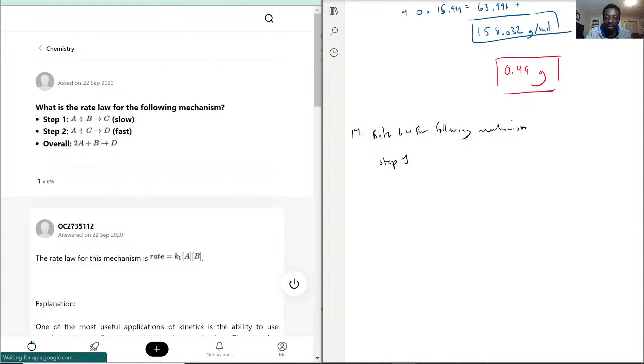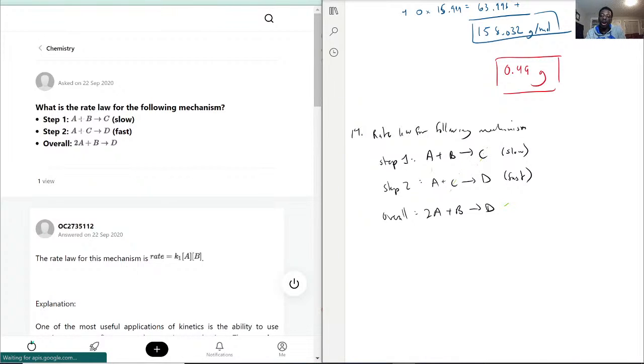I'll show you why. Step 1 is A plus B gives C. Step 2 is A plus C gives D, and overall, 2A plus B gives D. As you can see, it makes sense because each part cancels out. Theoretically, we have the C's here that cancel, and so we have 2A plus B turns to D. So this makes sense. Now, the one point that they mentioned was that this is slow and this is fast.